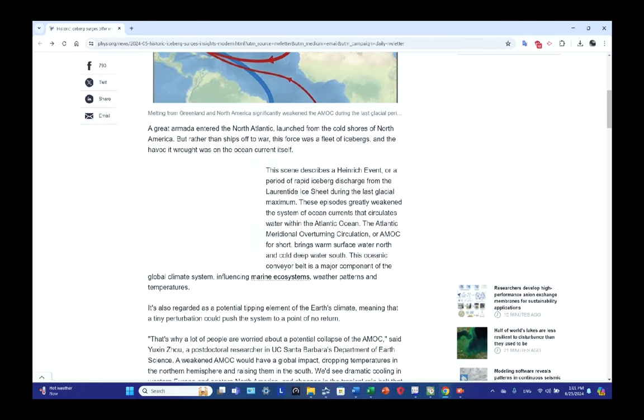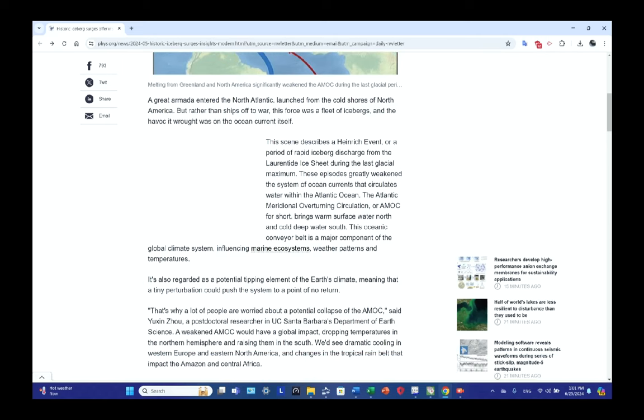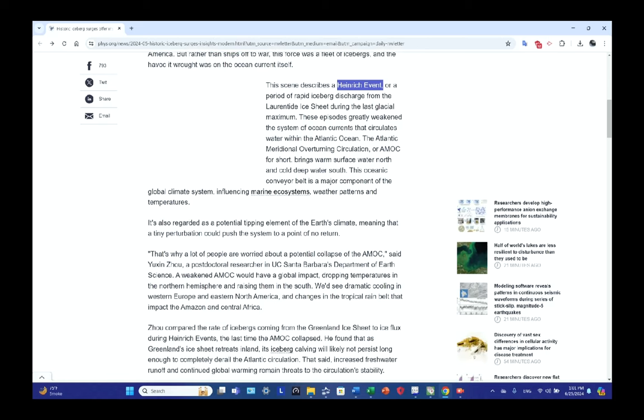Well, in the past, we have evidence indicating a great many icebergs breaking off from land and flowing into the North Atlantic, and this impacted AMOC. This typically occurred during what's called the Heinrich event. The Heinrich event is characterized by a period of rapid iceberg discharge from the Laurentide ice sheet during the last glacial maximum. These episodes greatly weaken the system of ocean currents that circulates water within the Atlantic Ocean.